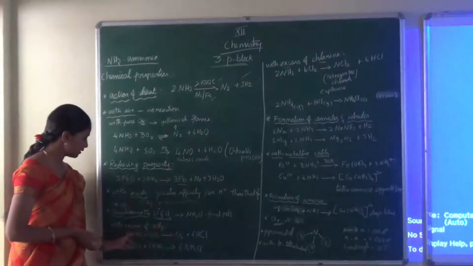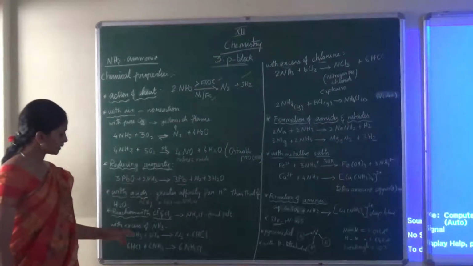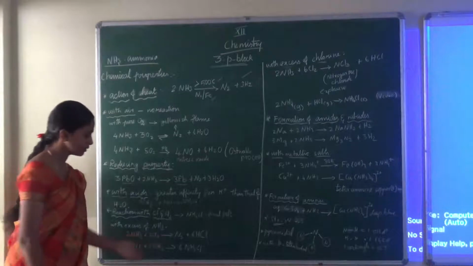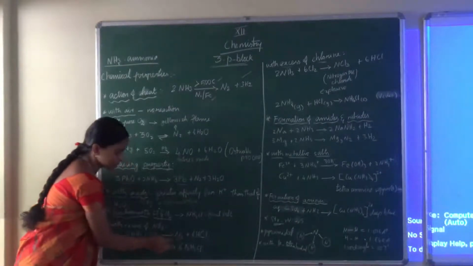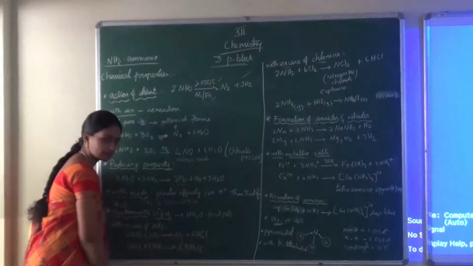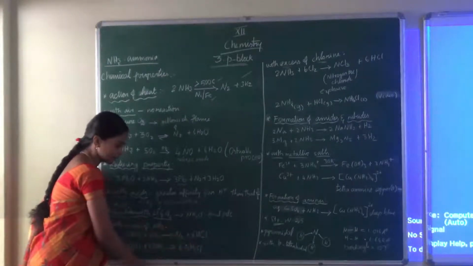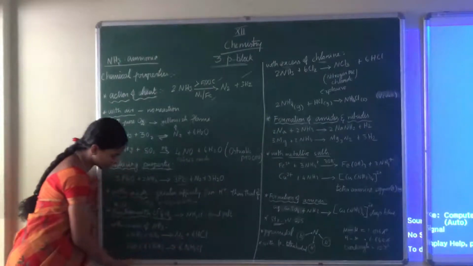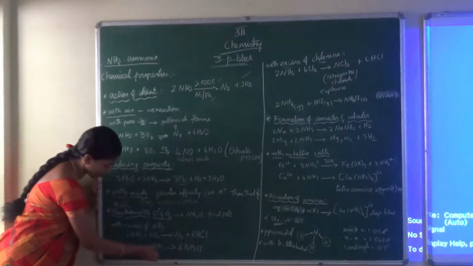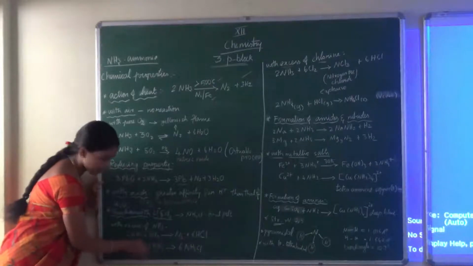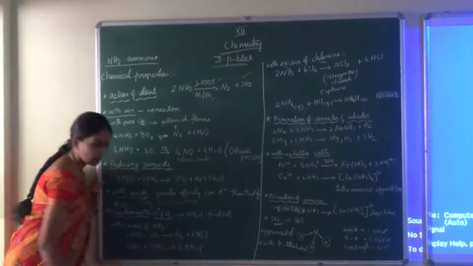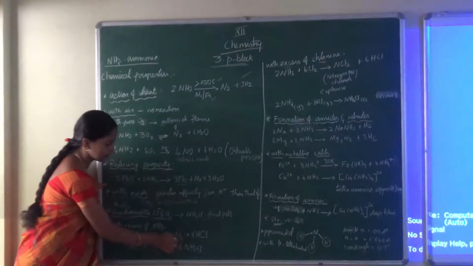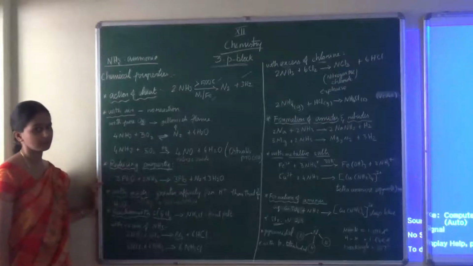So when we take ammonia in excess, when the ammonia reacts with chlorine, it produces nitrogen gas and hydrochloric acid. Then, with this hydrochloric acid, when we again add excess ammonia, you will get the product ammonium chloride. So here the intermediate product is N2, nitrogen.